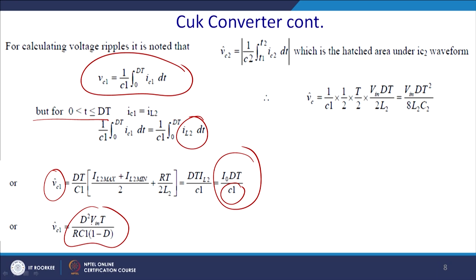So ultimately this equation becomes d square V in dt RC1 1 minus d square. This will be the amount of the ripple. Similarly, we can calculate the value of the second capacitor, and in a similar way we lead to this expression, V in dt square 8 LC L2 C2. From there the second equation can be calculated. So this is all the analysis.